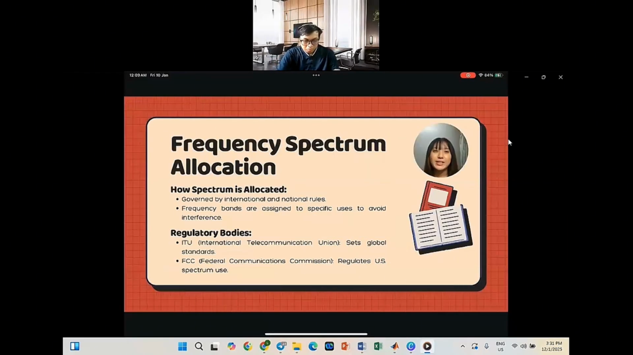Next, I'll be discussing frequency spectrum allocation. The frequency spectrum is managed by international and national rules. Governments assign frequency bands to specific uses to prevent interference. There are two key regulatory bodies involved: the ITU, or International Telecommunication Union, to set global standards. The second one is the FCC, Federal Communications Commission, to regulate spectrum use in the US.